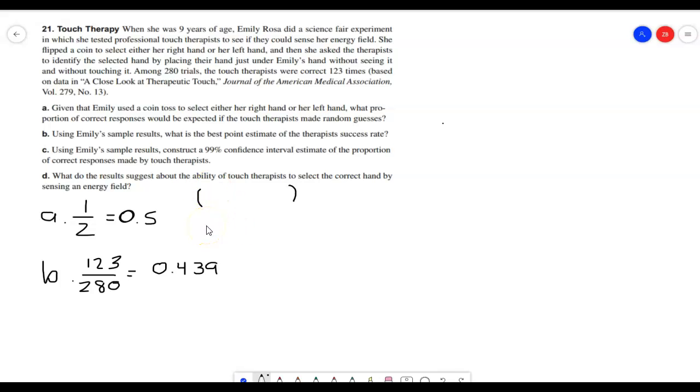the actual population proportion is in it. That means if we were to actually go and check every single touch therapist out there and find the true percentage of how correct they were, the true population proportion would actually be in our interval here. In order to do that, we have a formula for it. So I'm going to copy over the formulas and put them right here.